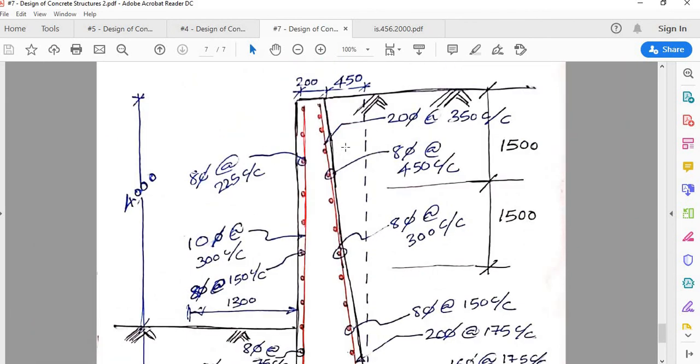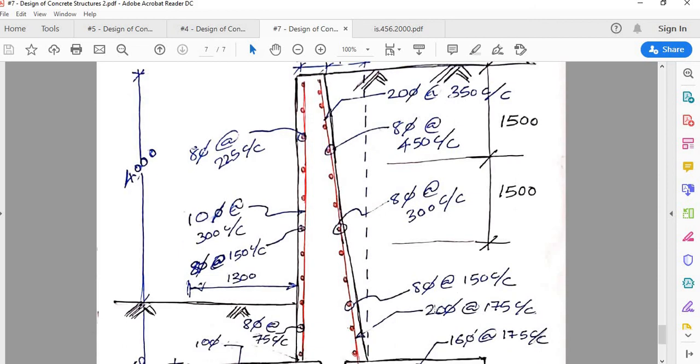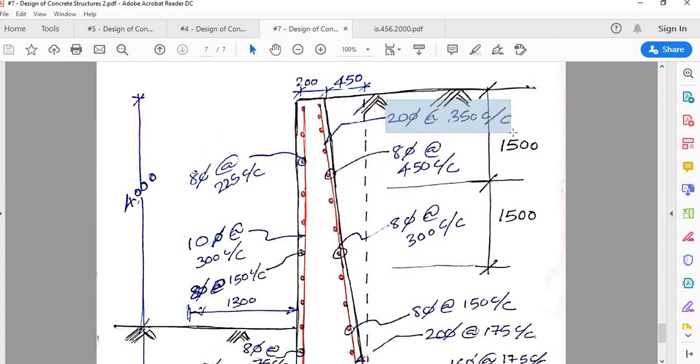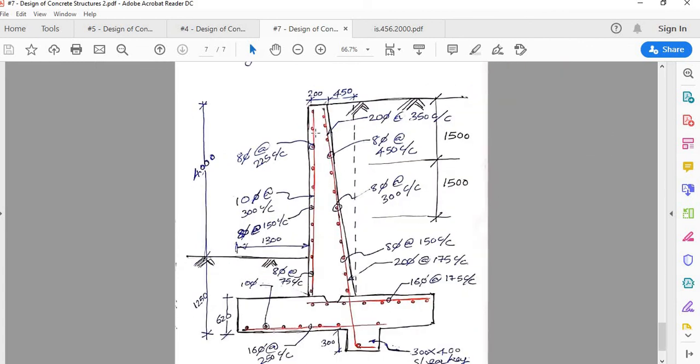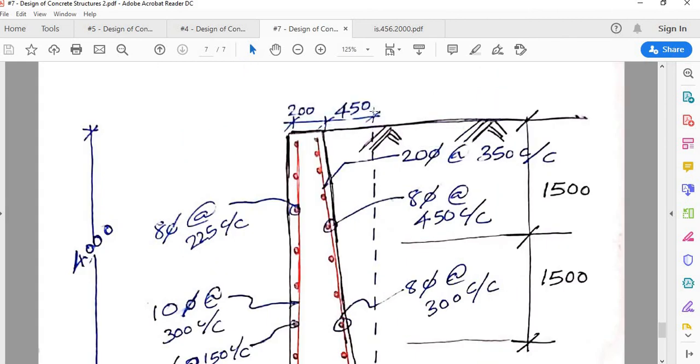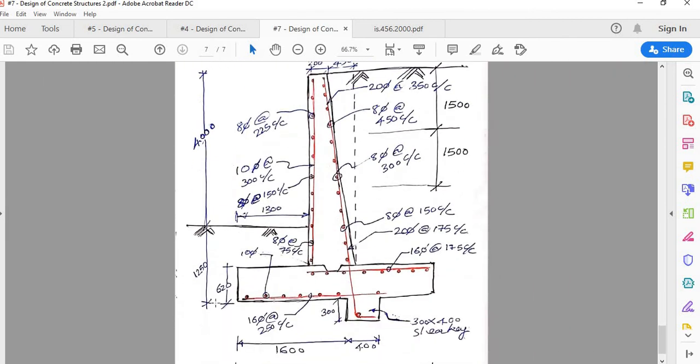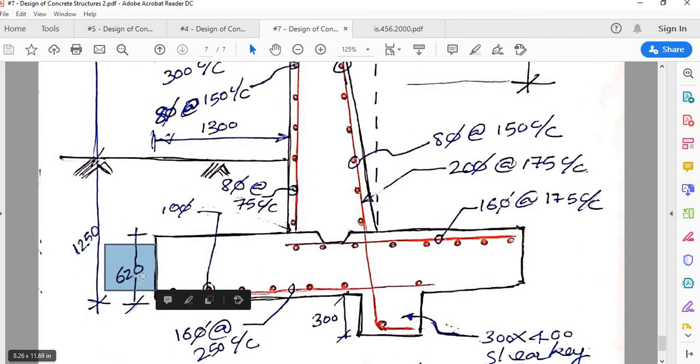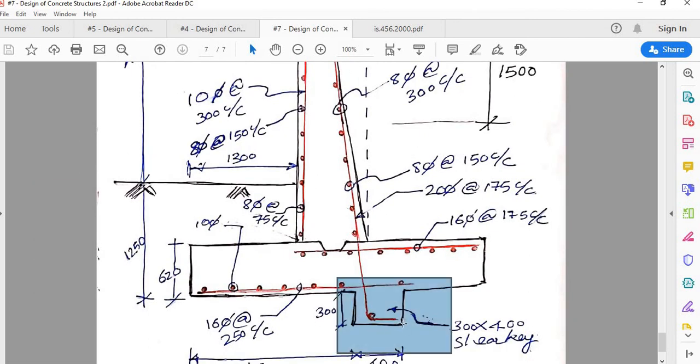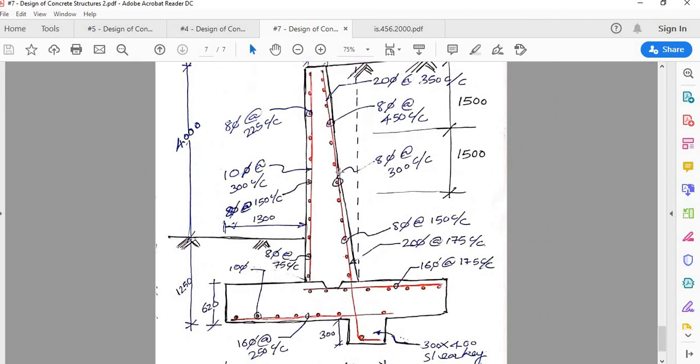Now that also we can curtail. So bending moment and shear force are reducing as you go up. So once you reach the top, you can double the spacing. So alternate bars, when you curtail from this 175 spacing will double, and you will get 20 dia at 350 center to center. So these are the reinforcing detailing aspects. This is the width, this is the height, this is the depth of footing, thickness of toe slab and heel slab, shear key. Now vertical tension reinforcement should extend through shear key like this.